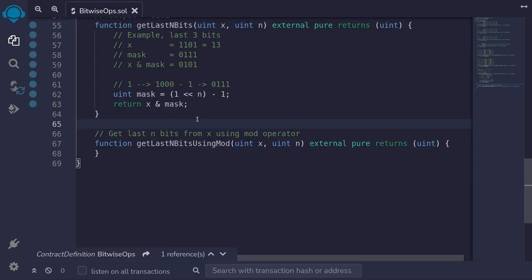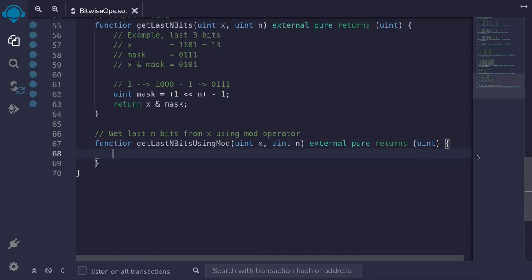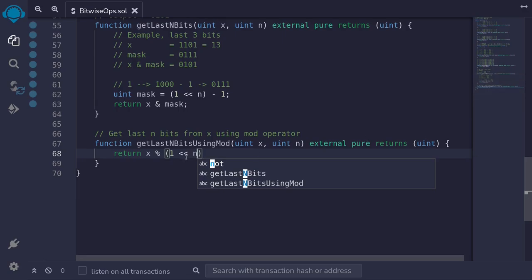Now as a bonus, there's another way to return the last n bits using the mod operator. So let's take a look. Now I won't go deep into the math, but the way we would do it is take x mod 2 to the n. So for example, return x mod 2 to the n. Now 2 to the n is the same as shifting 1 n times. So here we'll use the shift left operator.